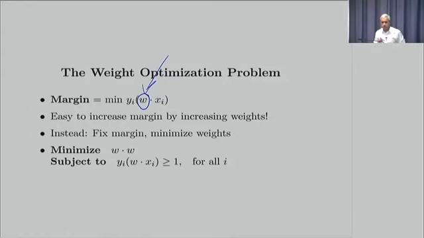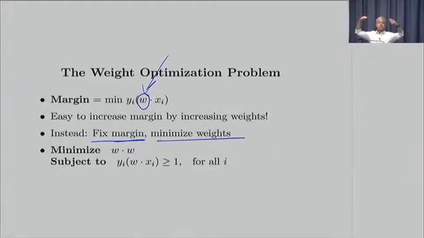Well, what we're going to do is the opposite. And again, this is something that often confuses people no end, and it's understandable why. SVMs are all about maximizing the margin, but when you look at the actual optimization problem, it's not maximizing the margin. What it's actually doing is fixing the margin and minimizing the weights.